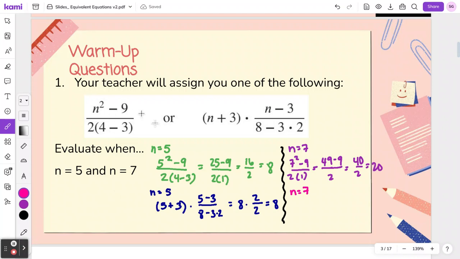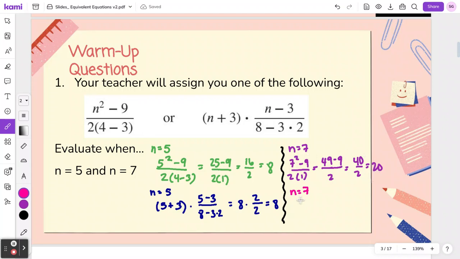So when I evaluated both of these expressions for 5, my work is below. The green one is this first one, and I got the answer 8. And the blue one is the second one, and when I substituted 5, I also got 8. I'm going ahead and I'm working on the number 7 now. So the purple one is our first expression, and when I substitute 7, I got 20.